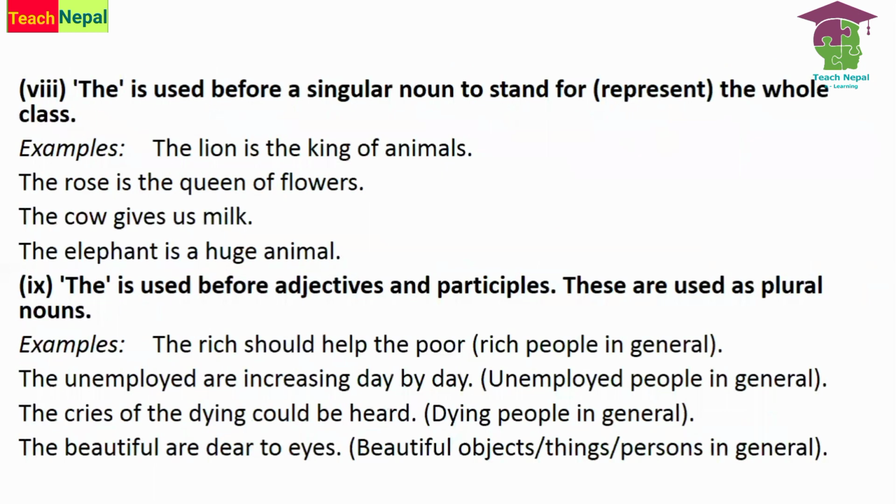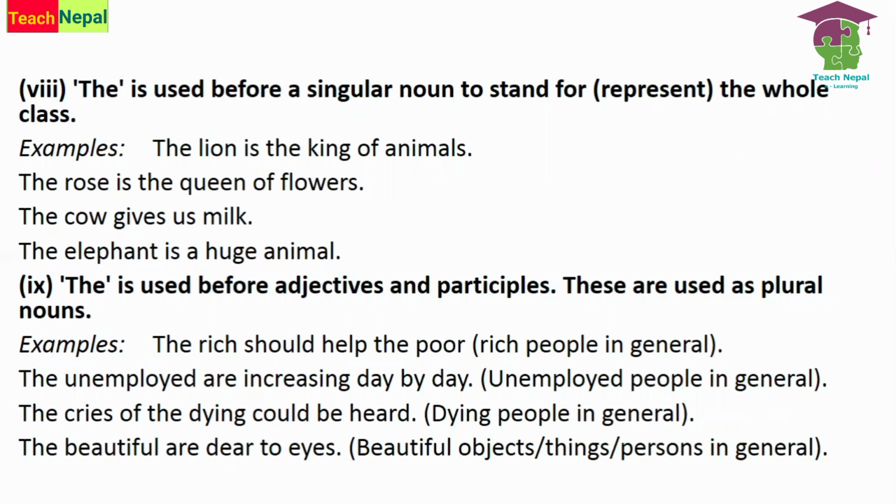The is used before a singular noun to stand for or represent the whole class. The lion is the king of animals, right? So representing the whole animal kind there. The rose is the queen of flowers. The cow gives us milk, right? The elephant is a huge animal. In this way, to refer to the whole kind there, we can use the.